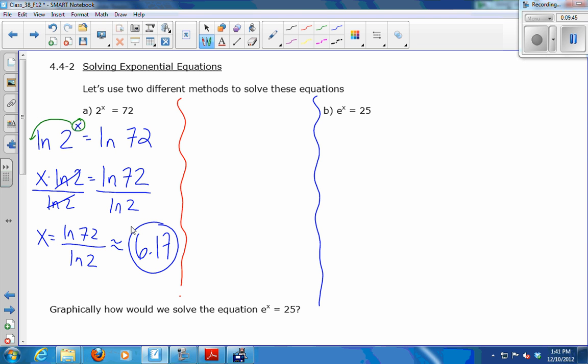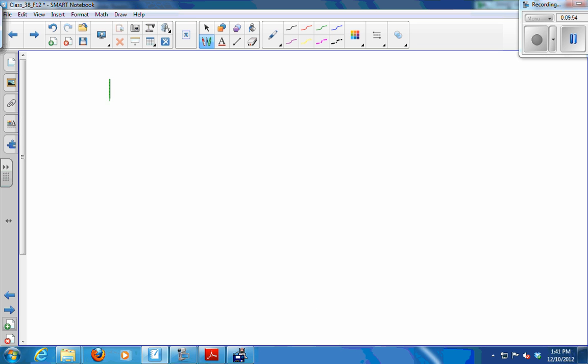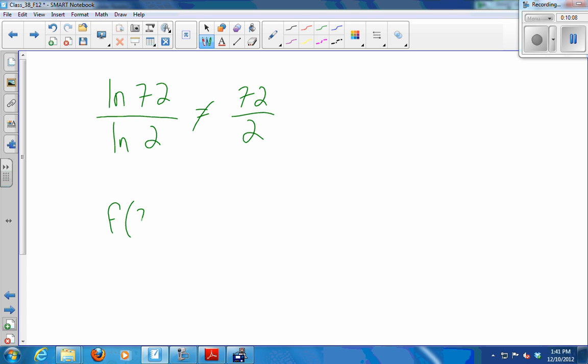With the ln 72 over ln 2, why isn't that just 72 over 2? Because when you cancel things, it's a good question. ln 72 over the ln of 2 is not 72 over 2 because ln is a function. That would be like writing f of 72 over f of 2, right? And canceling the f's, because they're not variables, it's just the name of a function.